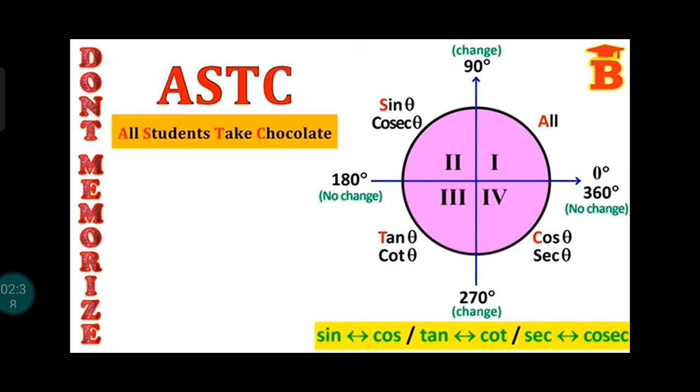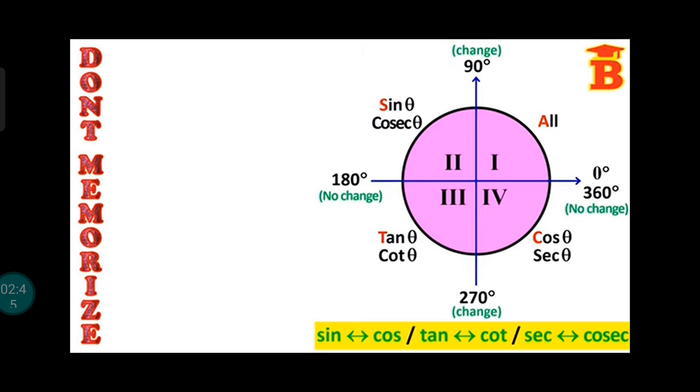Now let us write all the allied angles formulas very easily. First check the sign and then write the change. First take minus theta. Minus theta lies in fourth quadrant. In fourth quadrant cos and secant are positive. All other functions are negative. So sine of minus theta: in fourth quadrant sine is negative, so minus, there is no change. So minus sine theta.